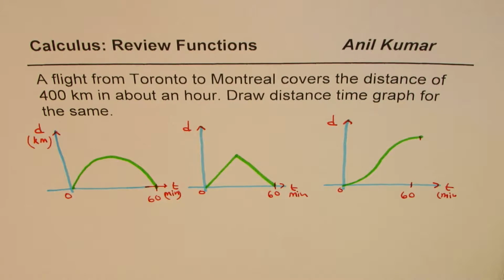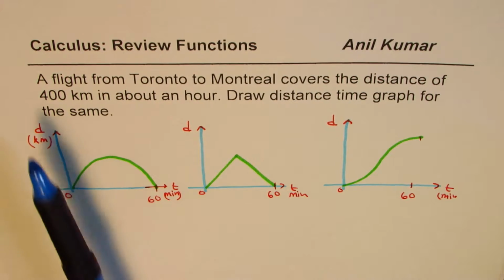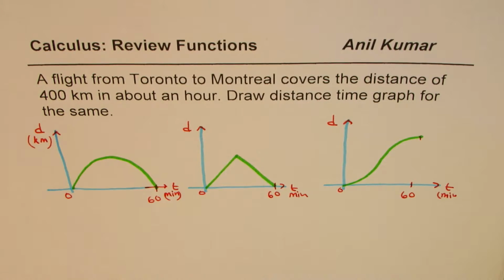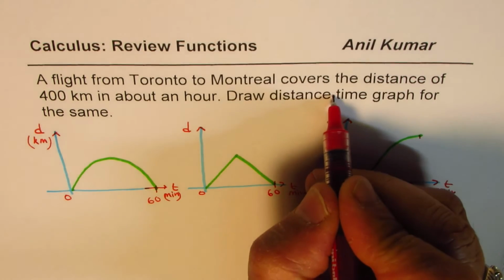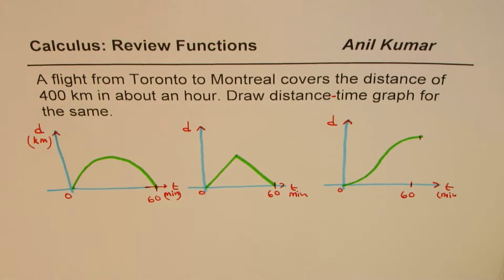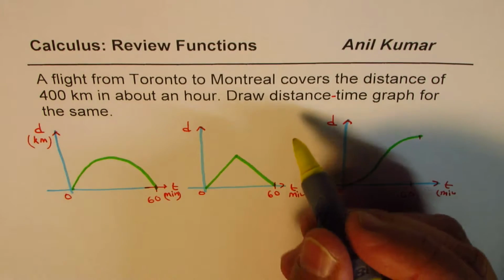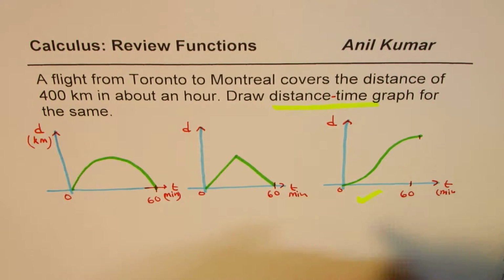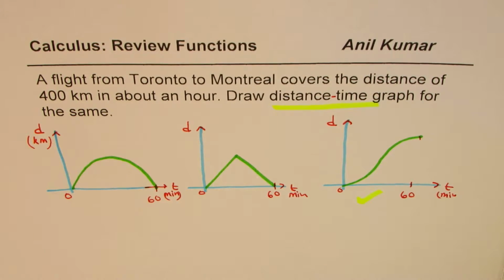Now you can think about it, pause the video and select the right answer. By now you must have also sketched your graph, right? What is the right answer? A flight from Toronto to Montreal covers the distance of 400 kilometers in about an hour. How will the distance time graph look like? So we're looking for distance time graph. The correct answer is this. So that is the correct answer for us.